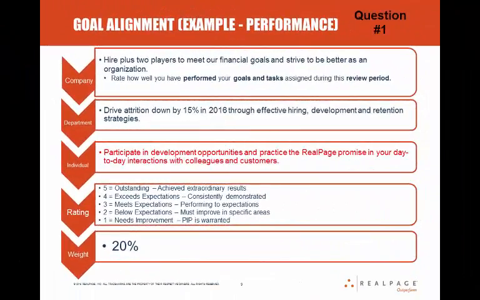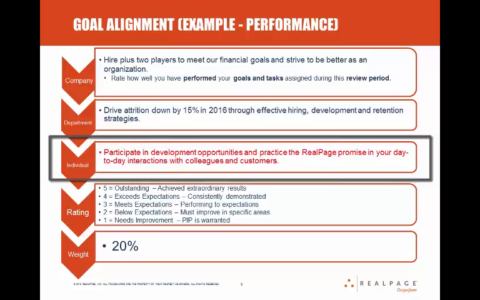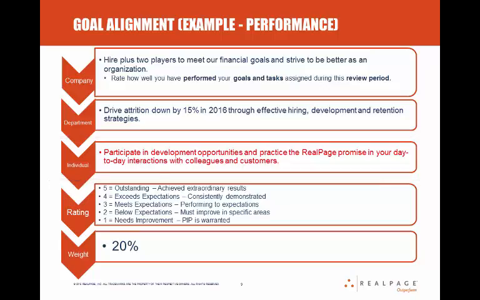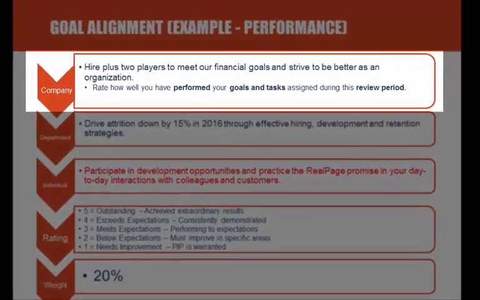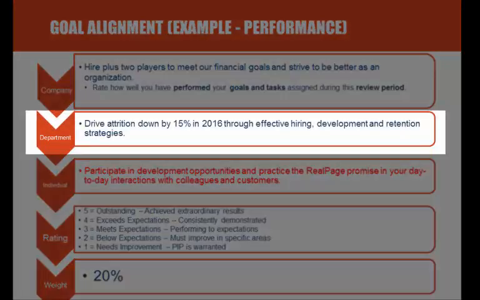In the core performance question number 1, here's an example of how a company goal becomes an individual goal for the contact center. All contact center employees will be measured against the individual goal. The company goal is to hire A+ players to meet our financial goals and strive to be better as an organization. The department goal is to drive attrition down by 15% in 2016 through effective hiring, development, and retention strategies.